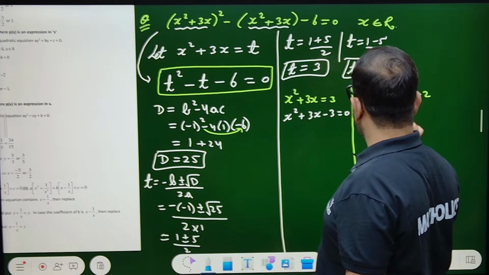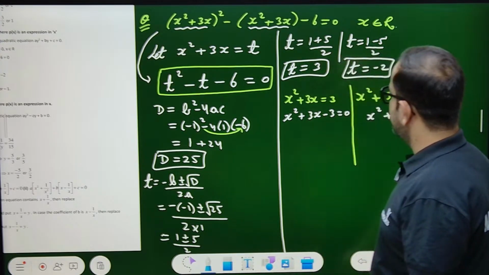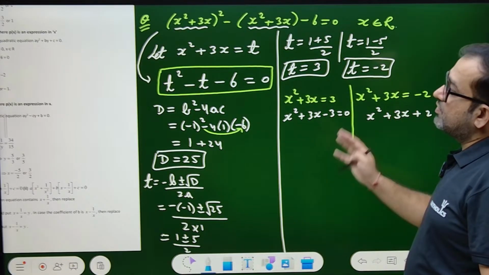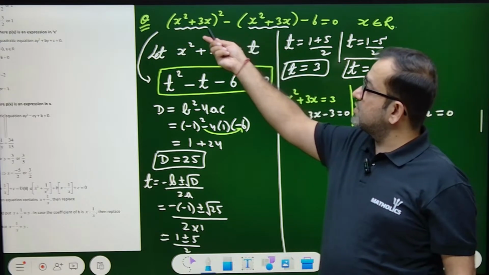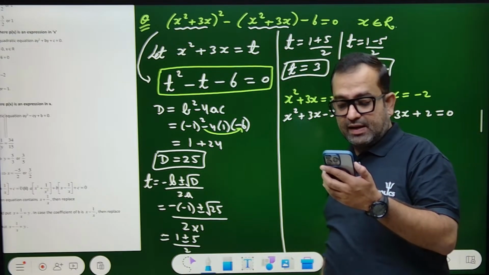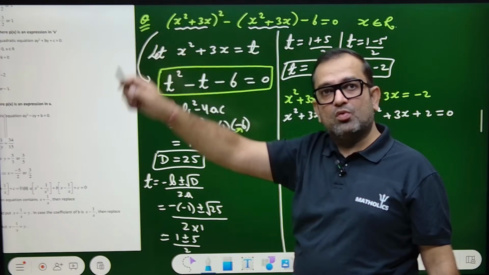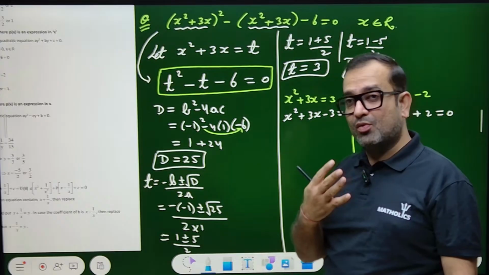This is x square plus 3x plus 2 equal to 0. So now again you have to solve these two equations. You get two answers each, and finally you'll write there are four answers. Why? Because this equation is actually biquadratic. x square whole square will be opened, so it will be x raised to power 4. So the degree will finally be 4, so there will be four answers.